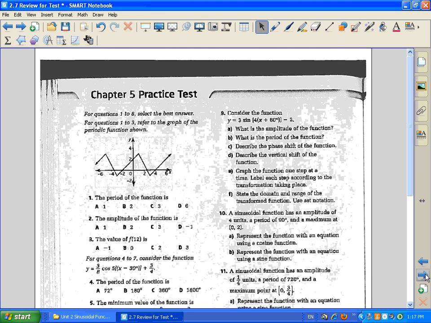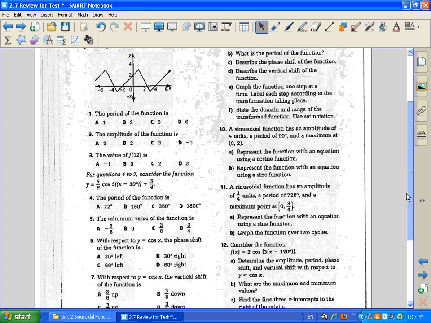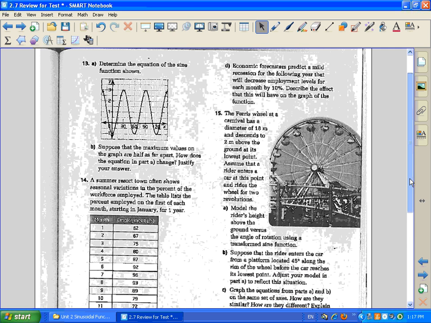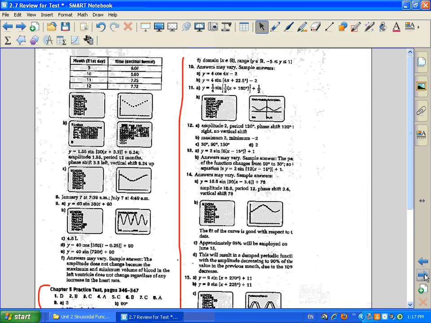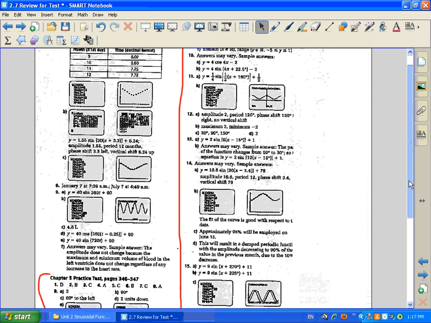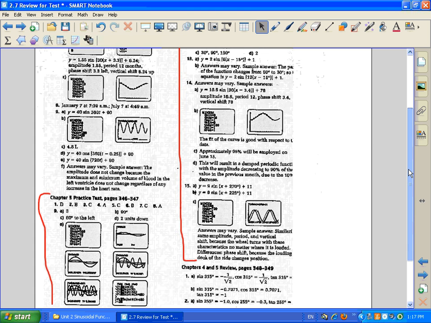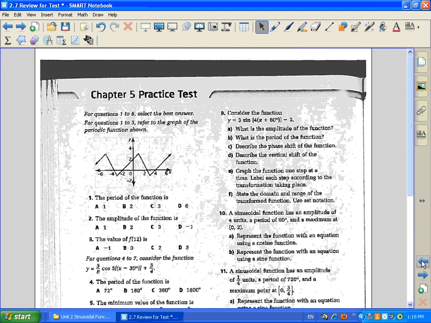So again, here's your practice test, ladies and gentlemen. It's 2 pages. There's 1 and 2. Give it a try. And again, I also see an application question here about a Ferris wheel. Great. And your answers, ladies and gentlemen, when you come to the website, just make sure you're looking under Chapter 5 practice tests. So I've highlighted the answers you should be looking for that correspond to those homework practice test questions. Okay? Have a good time with this, guys.